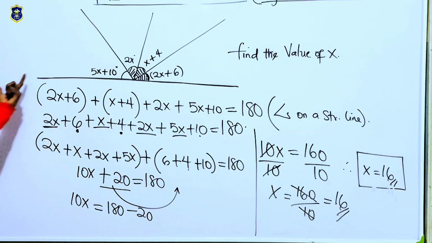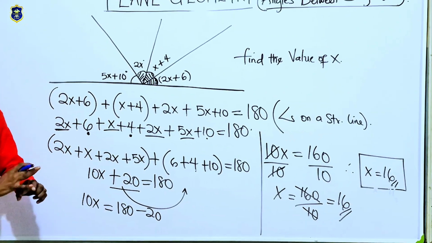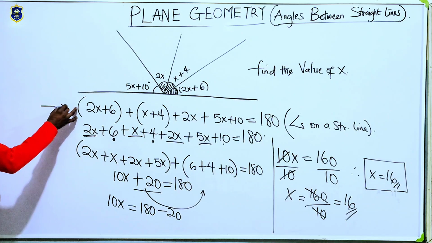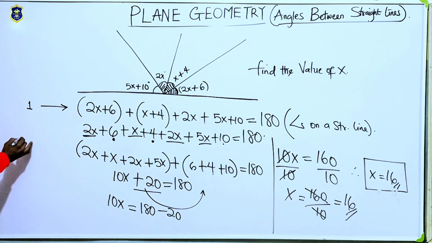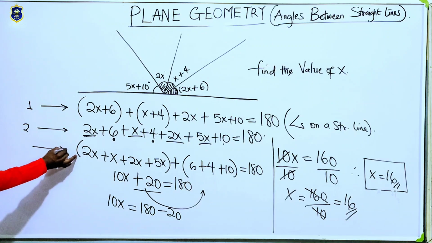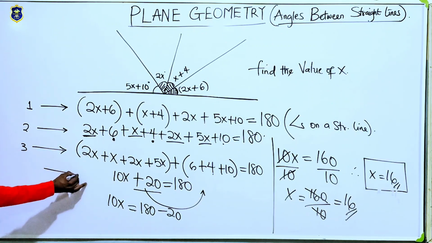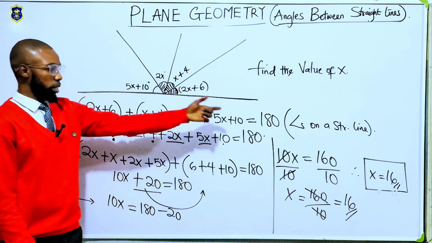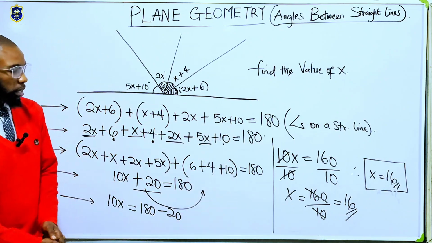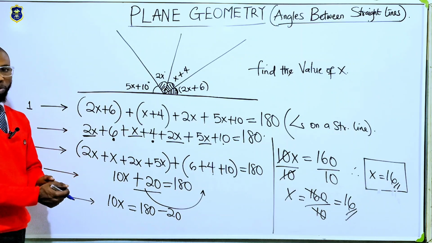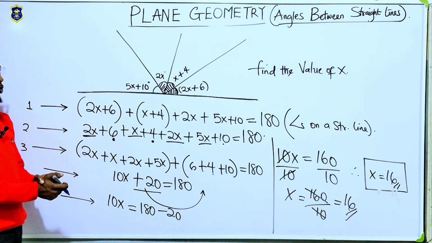All we did is just add them up, collect like terms. Just follow the steps. They're very easy steps. First of all, you bring them down at step 1, and then you open the bracket. Step 2, collect like terms. Step 3, you add up. Step 4, divide both sides. Then your answer is out. If you follow these steps, I don't think anything here is going to be difficult for you, right?